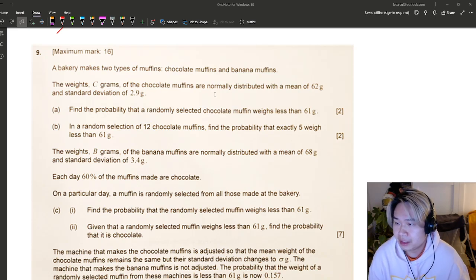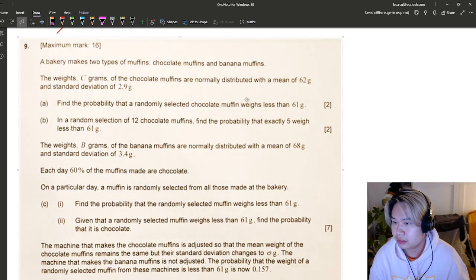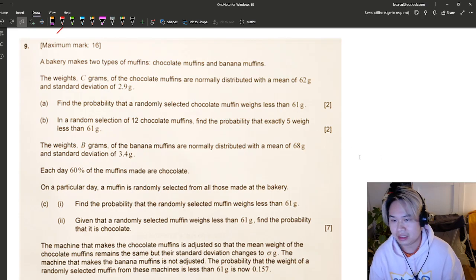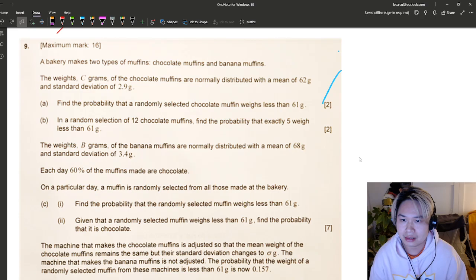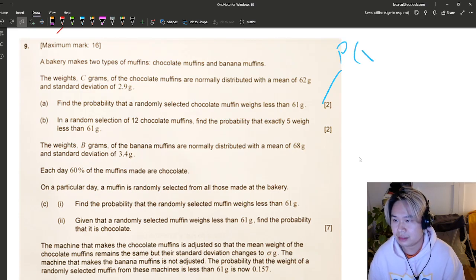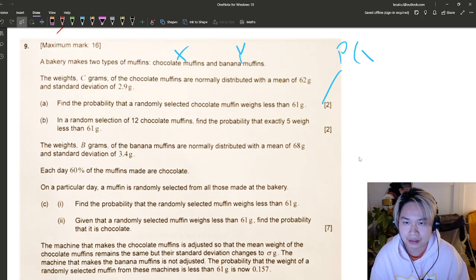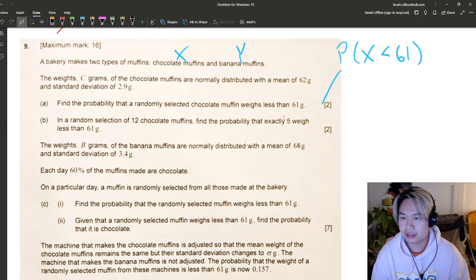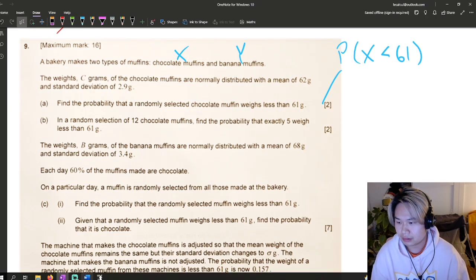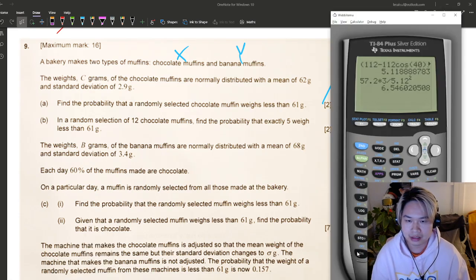Okay, a bakery makes 2 types of muffins, chocolate and banana. They should consider making one that does both. The weight, in grams, of a chocolate muffin is normally distributed with a mean and standard deviation. Find the probability that a muffin weighs less than 61. Damn, they're just giving you some free marks right here. So we're just doing the probability that your muffin, I guess chocolate muffins are X, and I'll just say for the future's sake, banana muffins are Y, is less than 61, right? Okay, well you have the mean and you have the standard deviation, so we can just throw this right in a calculator.